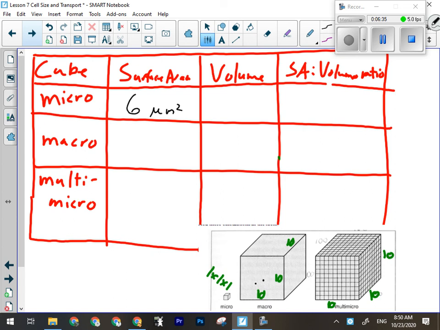What's its volume? 1, because length times width times height gives you volume. 1 times 1 times 1 is still 1. So the volume is 1 cubic micrometer. That means our surface area to volume ratio is 6 to 1.